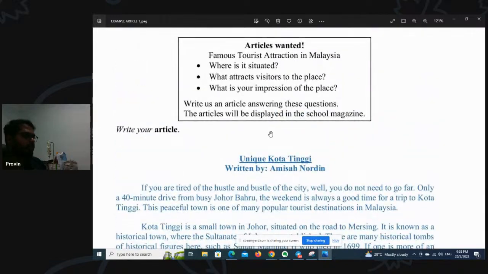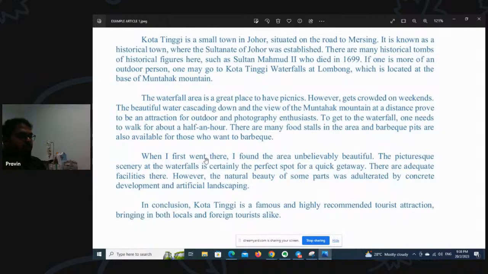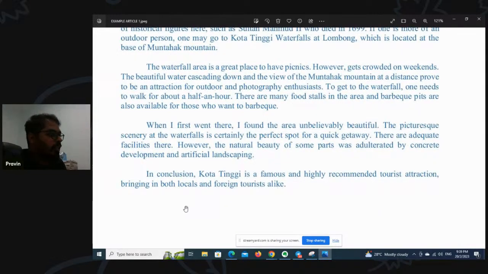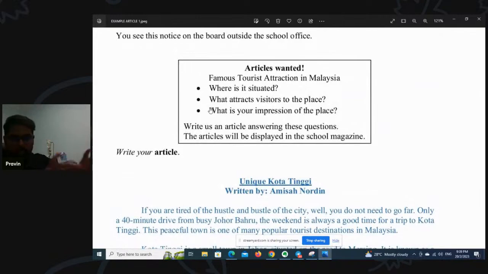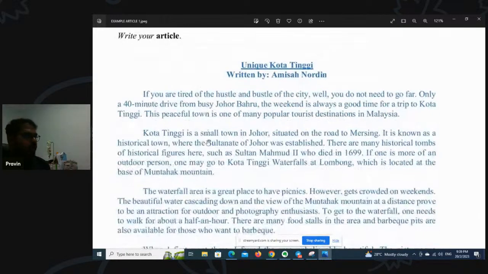And the last paragraph, what is your impression of the place? When I first went there, meaning I have been there, I found the area unbelievably beautiful. The picturesque scenery at the waterfalls is certainly the perfect spot for a quick getaway. Getaway, that appears in the speaking test, right? It means a short holiday. There are adequate facilities there. However, the natural beauty of some parts was adulterated, meaning spoiled, by concrete development and artificial landscaping. In conclusion, Kota Tinggi is a famous and highly recommended tourist attraction, bringing in both locals and foreign tourists alike. Okay, again, this question is very straightforward. They answer it. And this is how you write an article.